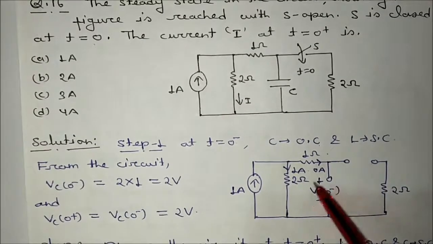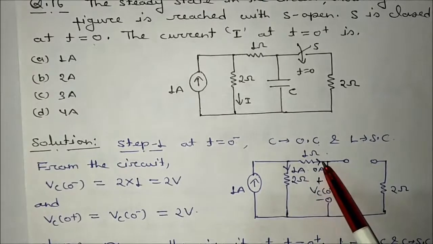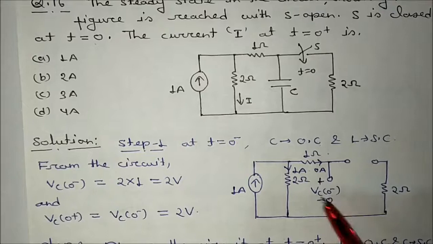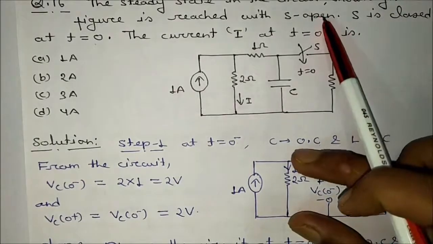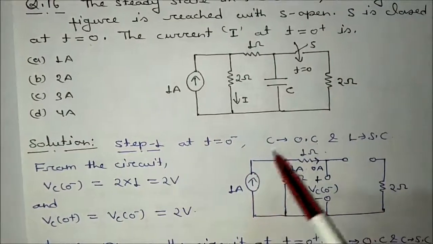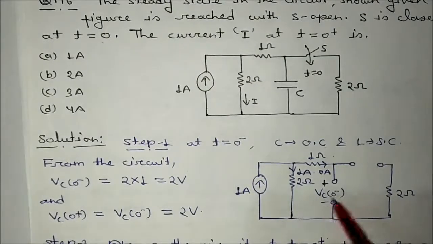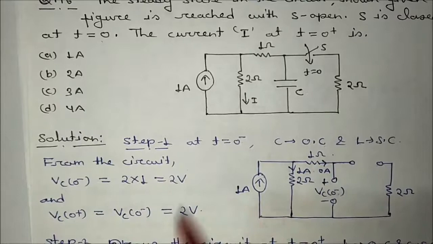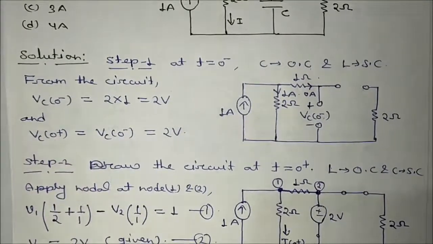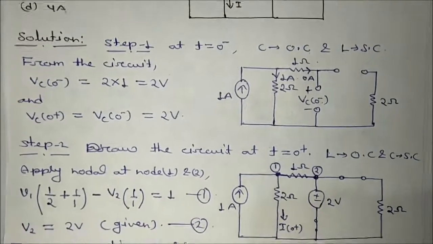Okay, this voltage can be obtained. This current will be 0. Why current 0? Because this is open, this is open. Vc0 minus will be same as what? This is 2 ohm. The potential drop across 2 ohm will be calculated as 1 ampere will flow in this direction. So Vc0 minus will be 2 into 1, that is equal to 2 volt, and Vc0 plus and Vc0 minus will be the same, that is equal to 2 volt. Is it okay?